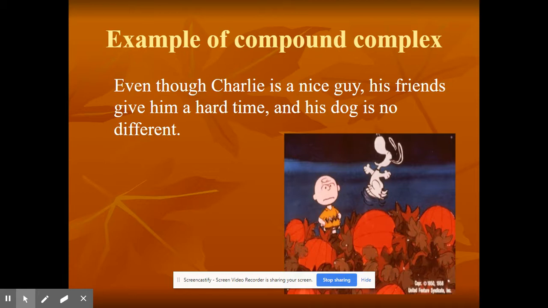Here's another example. Even though Charlie is a nice guy, his friends gave him a hard time, and his dog is no different. Again, we have Charlie, his friends are giving him a hard time, so we're combining the independent and dependent clauses here to form the compound complex sentence.